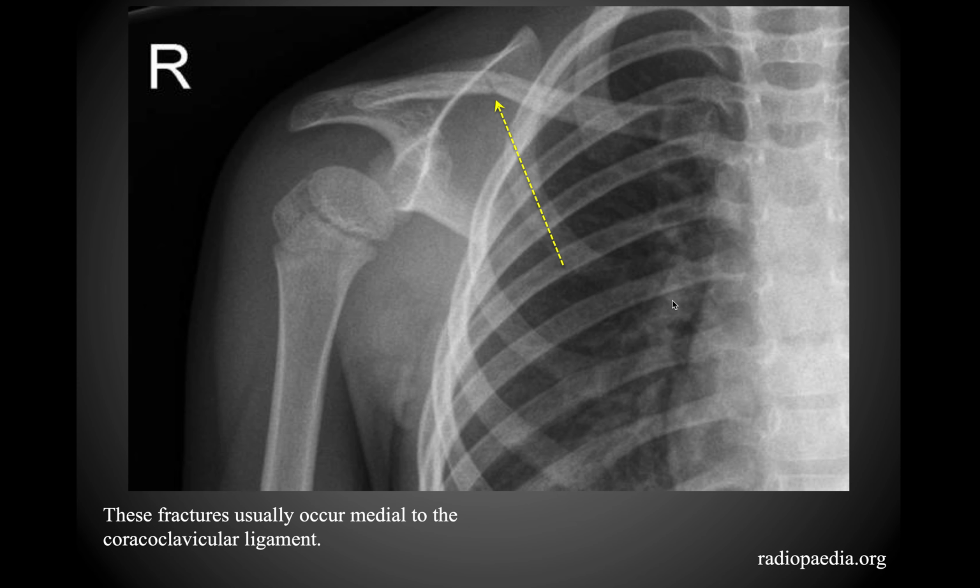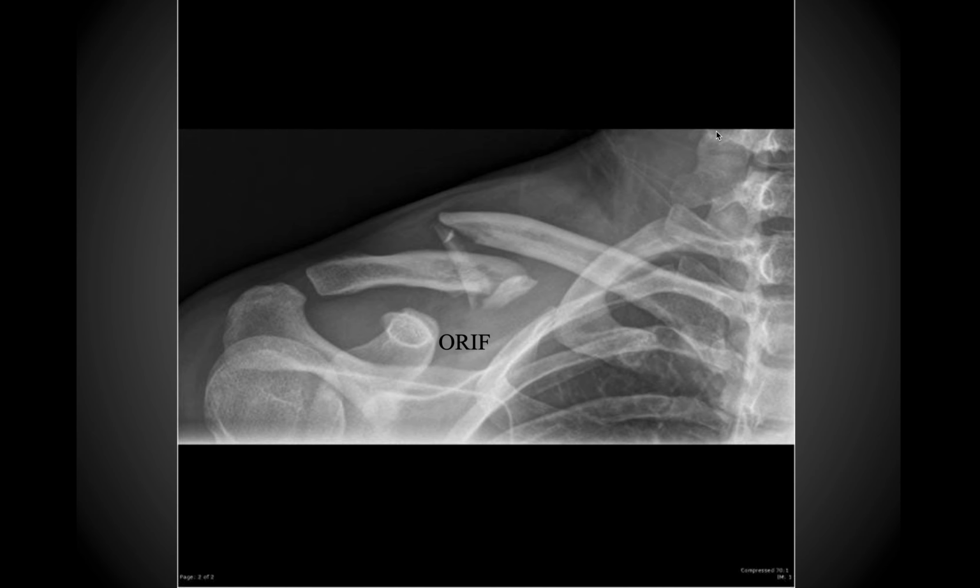So something important to note is that these fractures, and when I say these fractures, I mean fractures of the clavicle, are typically going to occur medial to the location of the coracoclavicular ligament. So the orange coloration here indicates the approximate location of the coracoclavicular ligament. So that's going to provide a fair amount of reinforcement to the bone. And so again, the fracture will occur somewhere medial to that, or somewhere around the junction between the middle and lateral thirds of the clavicle.